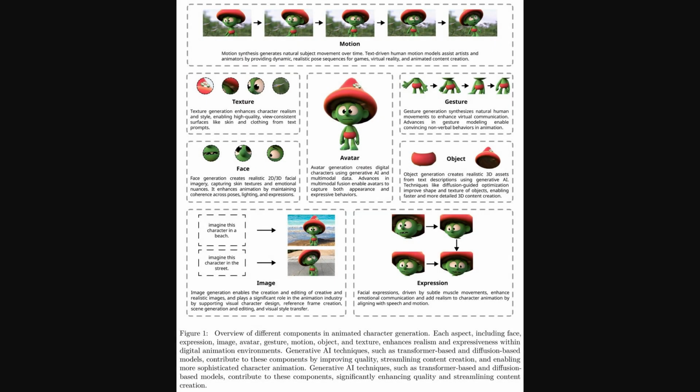Okay, so this first figure on page 3 really lays out the landscape. It shows how character animation is built from several distinct components, like facial animation, gestures, motion, and even generating textures or objects. The key takeaway here is that generative AI is enhancing each of these individual pieces, ultimately making the entire animation pipeline more efficient and the characters more realistic.